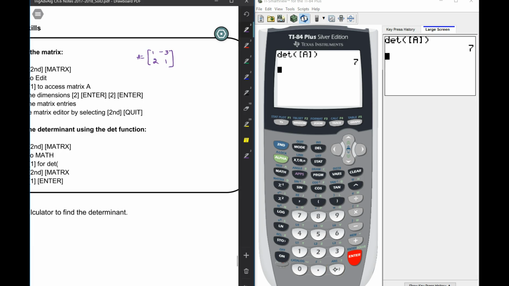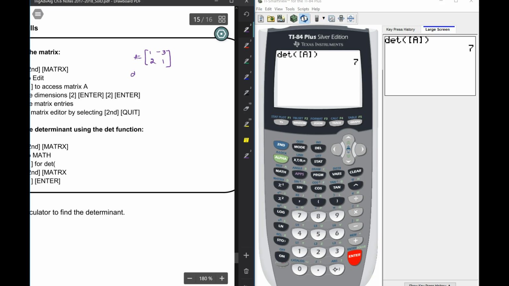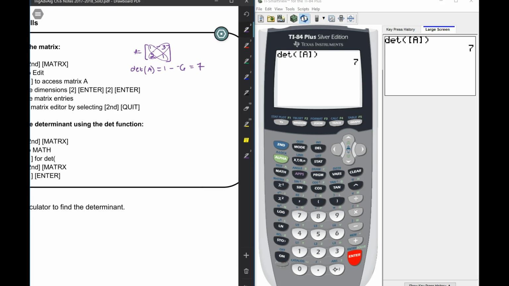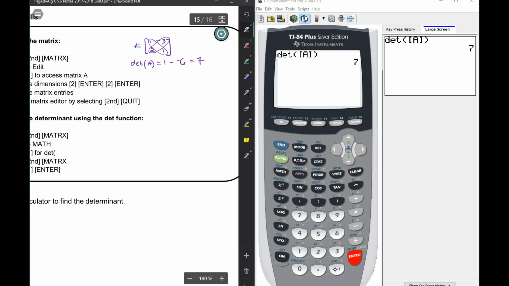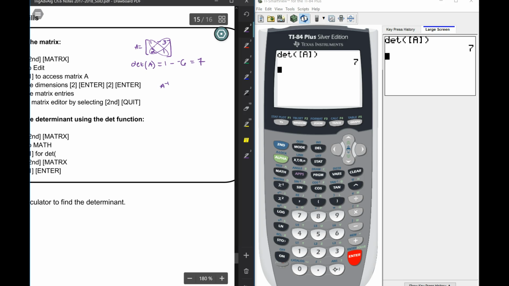Okay? So let's see if we would have gotten the same answer by hand. Determinant of A would have been 1 minus negative 6. Yep, that's 7. Yeah, there we go. Okay? That's math. So let's find the inverse of A by hand. A inverse is going to be 1 over 7 times 1, 1, and then here we have 3 and negative 2.